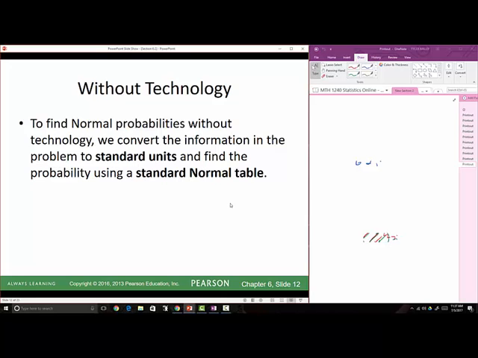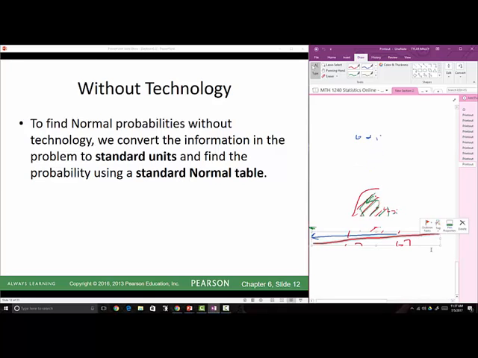So we'd have really big tables if we didn't convert everything to what we call standard units, right? So without technology, what you would have to do is take your x value, convert it into a z value, a standard unit, and then look up on the table with what we call the standard normal table, right? So I showed you before what a normal distribution is, right? So let me scroll down.